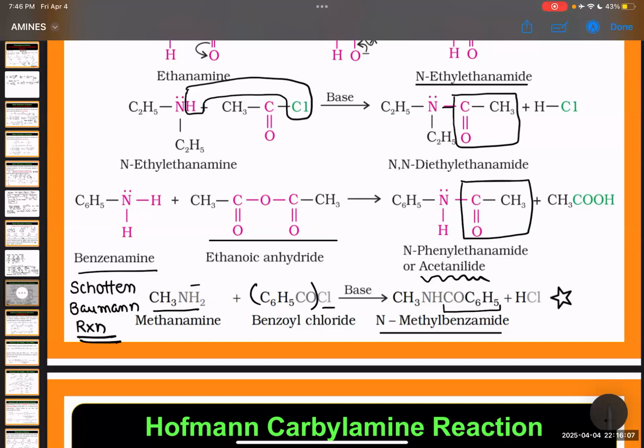Understood? Any doubts in this? Clear? Okay, great. So acetylation or benzoylation. But tertiary amines cannot undergo acetylation reaction. Why? What could be the reason? Tertiary amines.